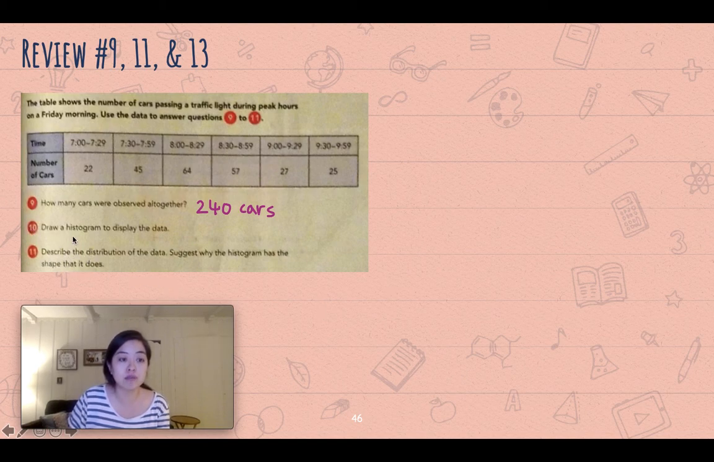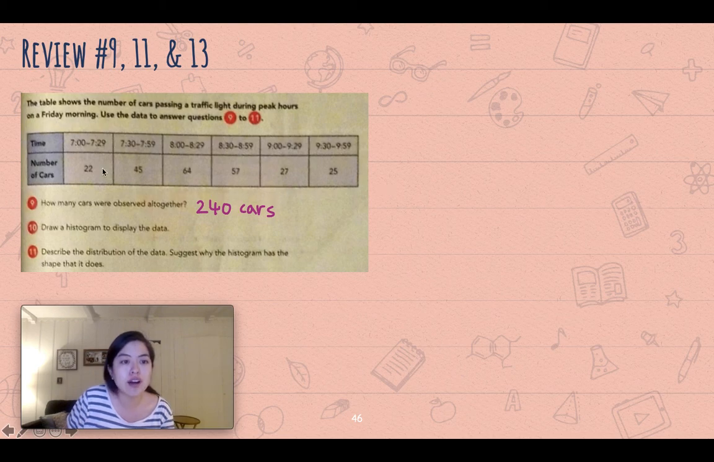Let's look at number 11. Okay, so for number 10, you're going to have to draw the histogram, but let's do number 11. Describe the distribution of the data. Suggest why that histogram has the shape that it does. Okay, so you guys have to draw the histogram. So I'm going to just describe the distribution of data by looking at our information in the table.